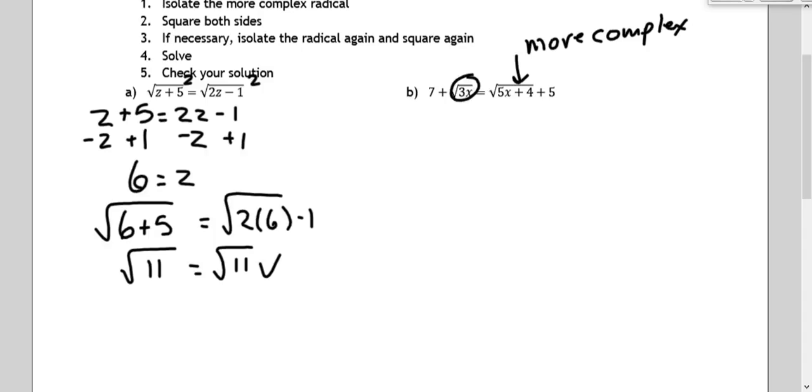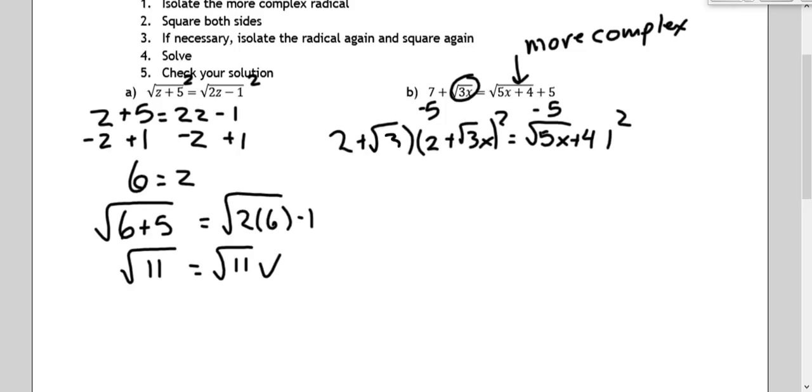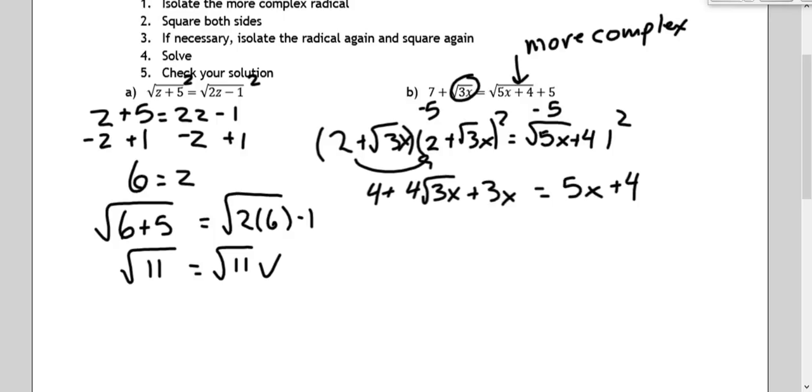Obviously, this one looks a lot simpler. So we are going to isolate this one by subtracting the 5 over. So it gives us 2 plus root 3x equals the square root of 5x plus 4. Square both sides. So that gives us, I'm going to write this out now for the multiplying. You don't have to if you don't need to. This gives me 4 plus 4 root 3x plus 3x is equal to 5x plus 4.